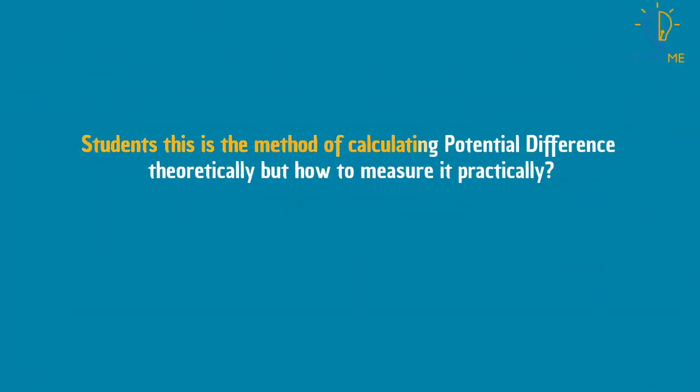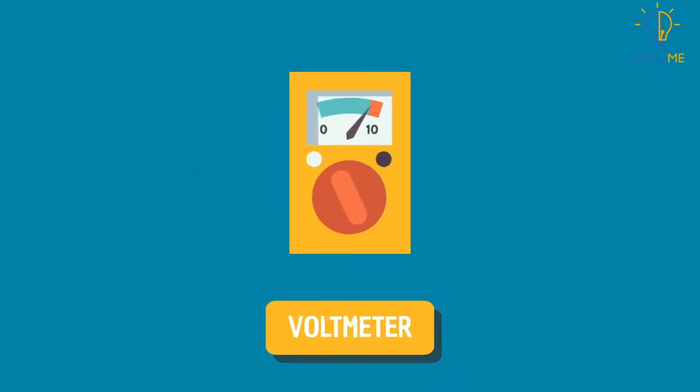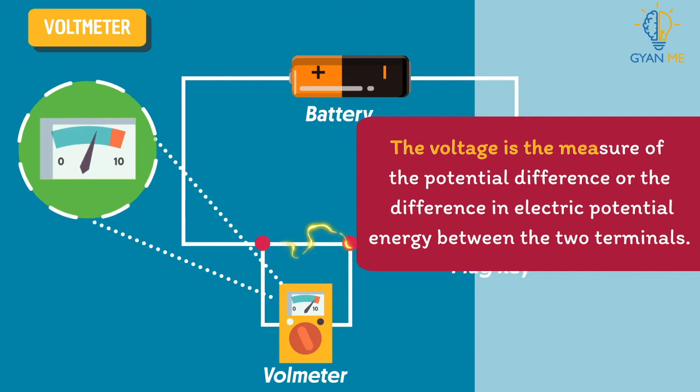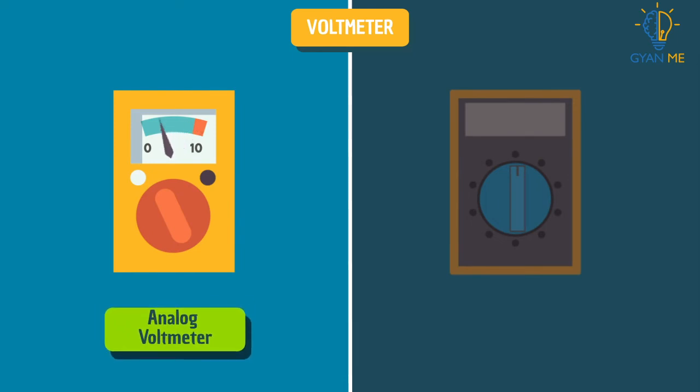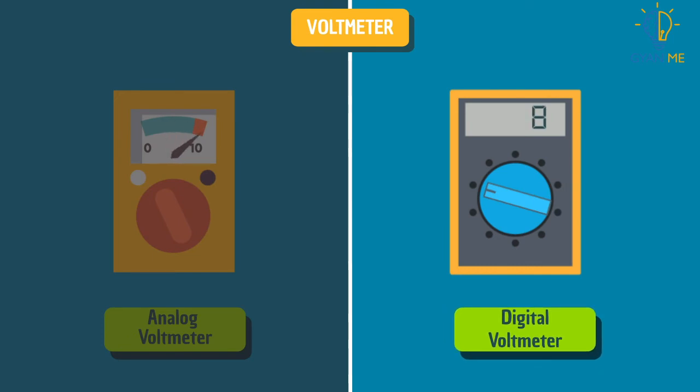Students, this is the method of calculating potential difference theoretically, but how to measure it practically? This is done by an electric equipment named voltmeter. It is used to measure the potential difference between 2 points in an electric circuit practically. When the voltmeter is connected to the circuit, it shows the voltage, which is the measure of potential difference or the difference in electric potential energy between the 2 terminals. Voltmeters are of 2 types. One has needle and is called as analog voltmeter, and the other looks like a digital clock and called as digital voltmeter.